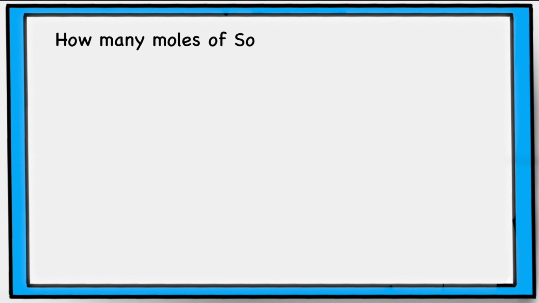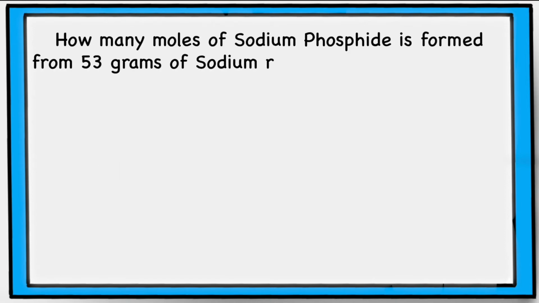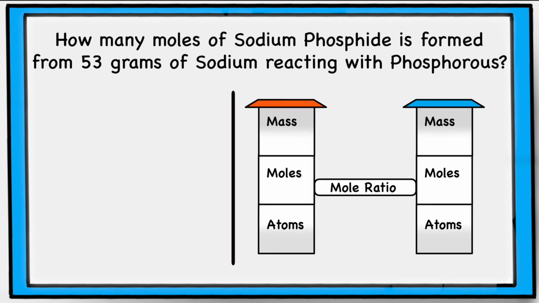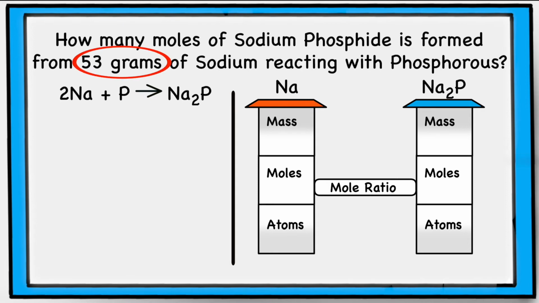How many moles of sodium phosphide is formed from 53 grams of sodium reacting with phosphorus? We start off by creating a balanced chemical equation and labeling our buildings. Our balanced equation reads 2Na plus P yields Na2P. We name our building on the left sodium and sodium phosphide for the one on the right. We are given 53 grams of sodium, so let's place that in our mass portion of our sodium building.